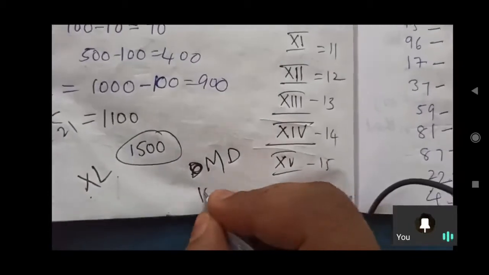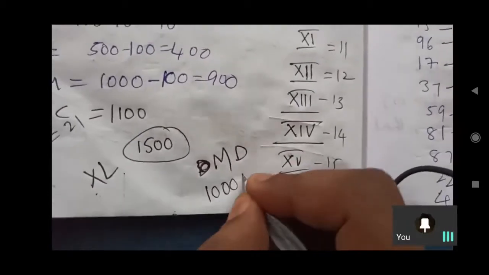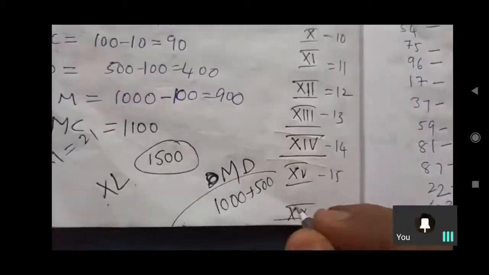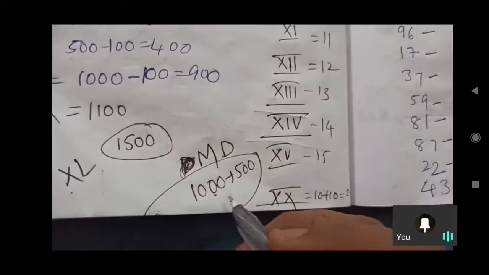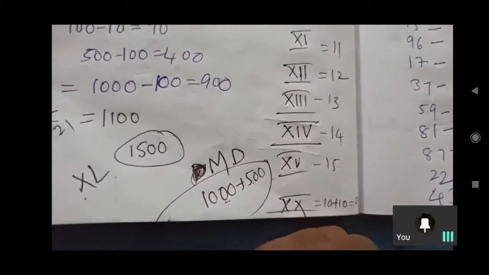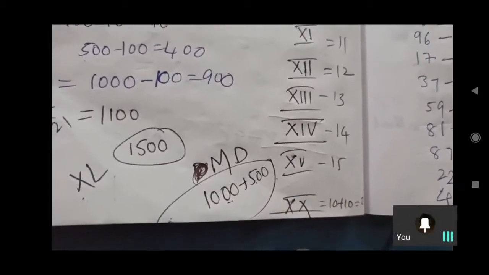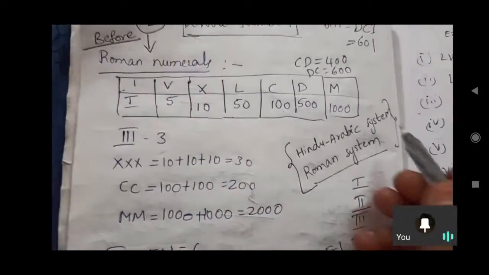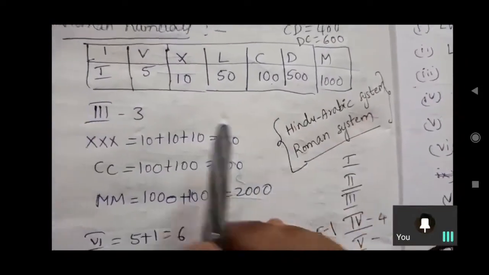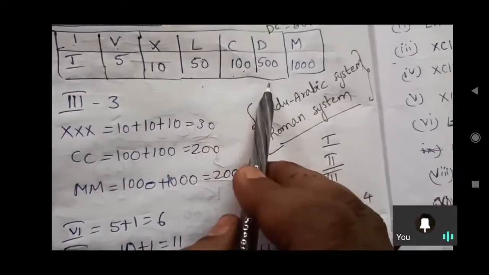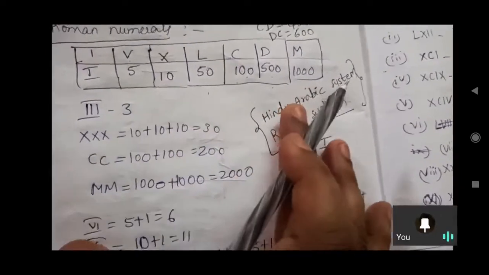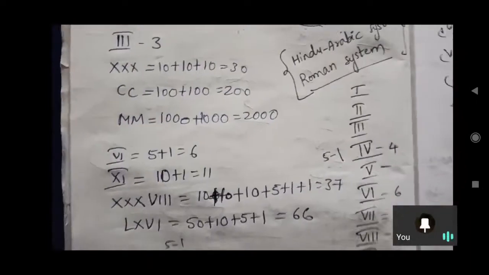Right side we have to add, left side we subtract. So M means 1000, D means 500. Total 1000 plus 500, 1500. We can write like this, MD. So don't get confused. You have to follow this table always: I, V, X, L for 50, C for 100, D for 500, M for 1000. You have to use all these symbols and we can write in that manner.